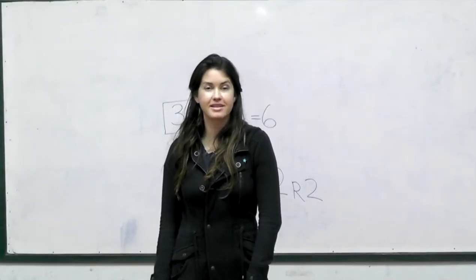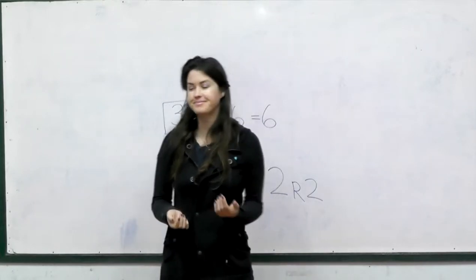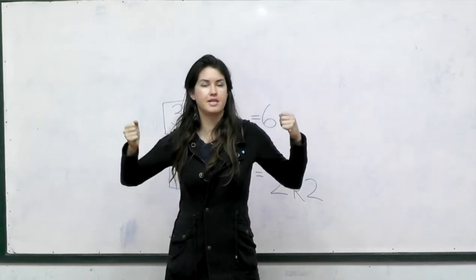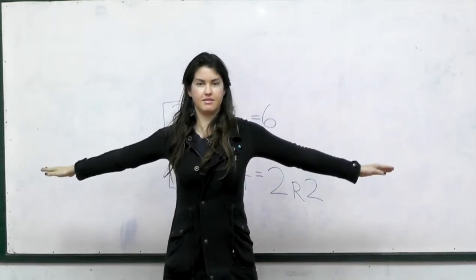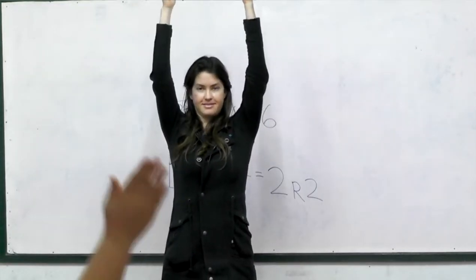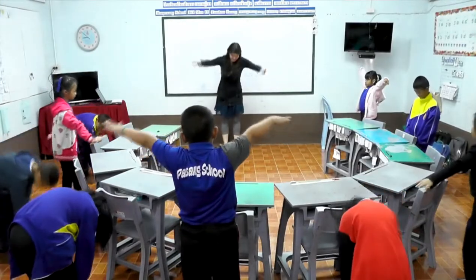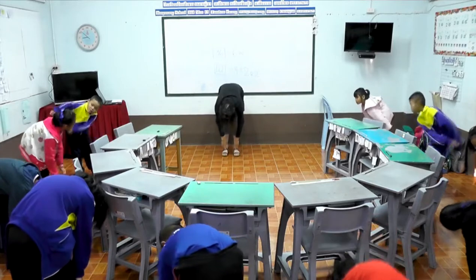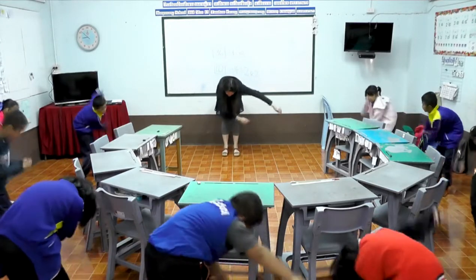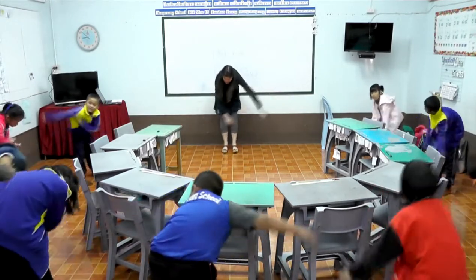We're going to take a little break to move our bodies, so everybody stand up. Put your arms in a T. Put your arms in an X. Put your arms up high. Good job. Put your arms in a T and touch your toes. And you can swing your arms. Pretend like they're very heavy. If you want to be a monkey, you can.